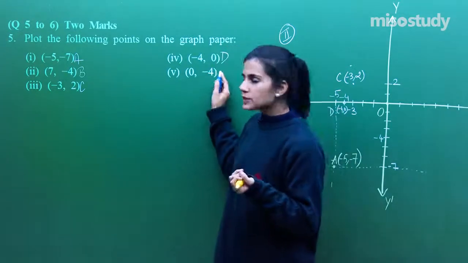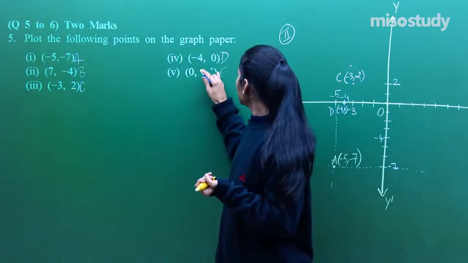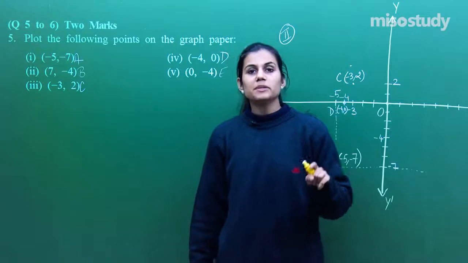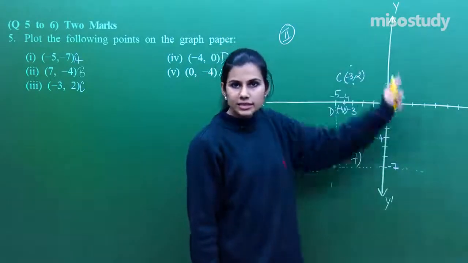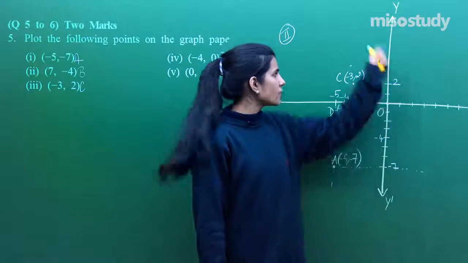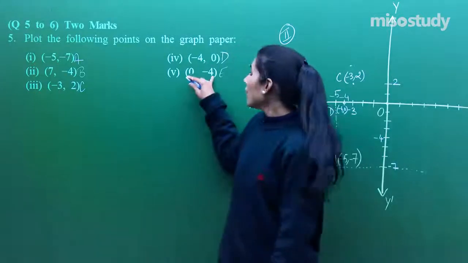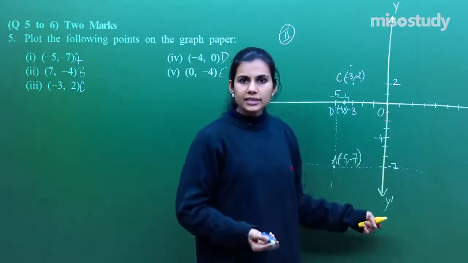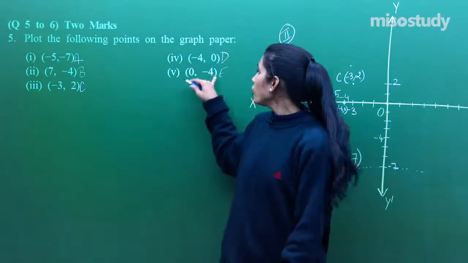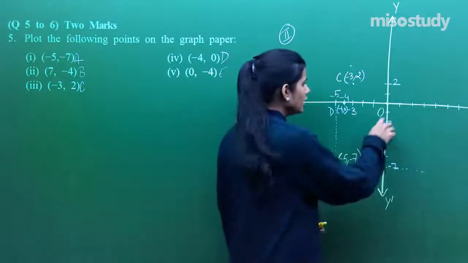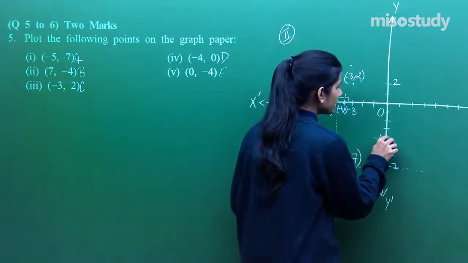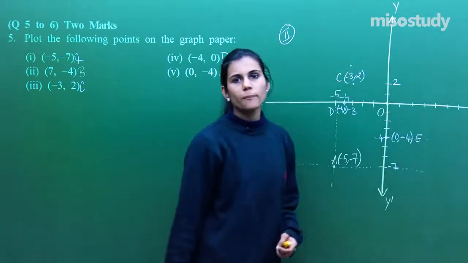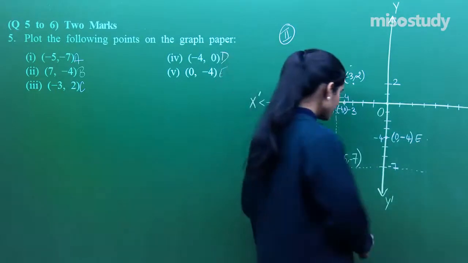Next is (0, -4). Here the x coordinate is 0, which means the distance of that point from the y-axis is 0. That means the point is definitely lying somewhere on the y-axis. Now the y-axis is divided into 2 parts, the positive y-axis and the negative y-axis. Because the y coordinate is negative, the point is lying somewhere on the negative y-axis. Where is it lying exactly? You just need to measure 4 units along the negative y-axis: 1, 2, 3, 4. This point is (0, -4). That's how you plot your points in the coordinate plane. Let's move to the next question.